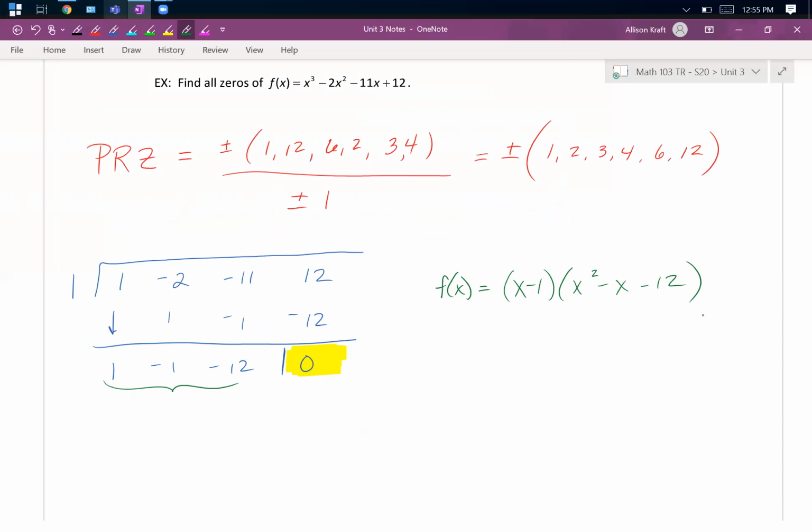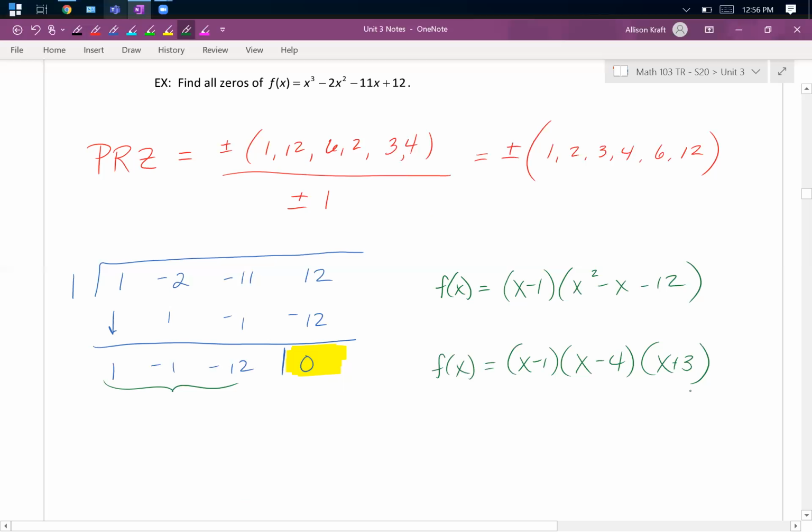Once you get down to a quadratic, you actually don't have to check possible rational zeros anymore because we're very versed with dealing with quadratics. We can try factoring it by the factoring techniques that we already know, or if it doesn't factor, we can always use quadratic formula to find the zeros. But this one factors nicely: x minus 4 times x plus 3.